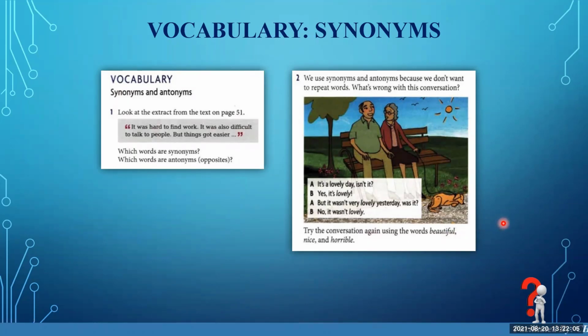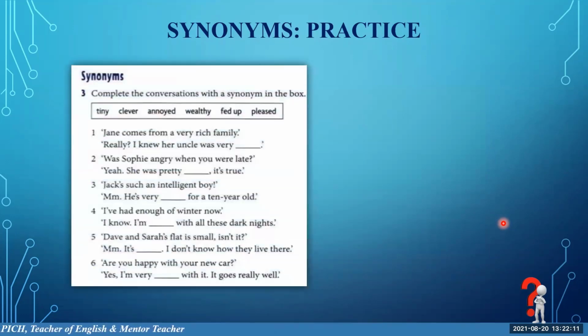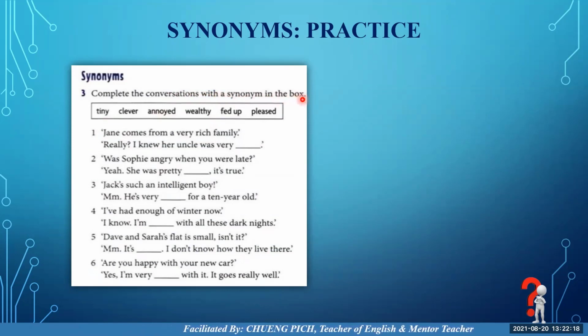Okay, so let's move on to the synonyms practice. We are going to practice using synonyms together. So number 3, complete the conversations with a synonym in the box. We have tiny, clever, annoyed, wealthy, fed up, and pleased. So here we also have six gaps to complete.